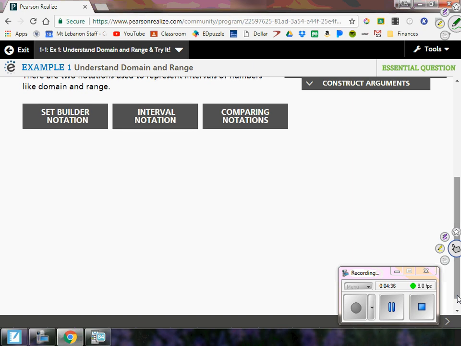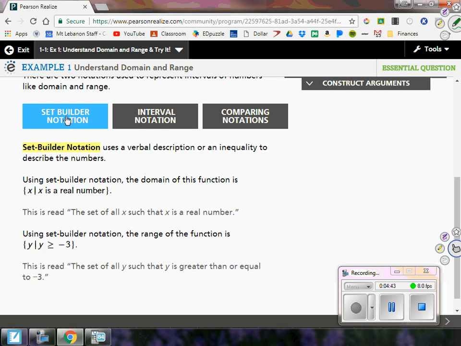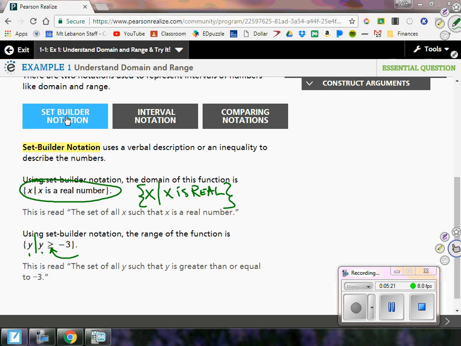So there are a couple ways to do this. One is known as set builder notation. So let's click on that and see what set builder notation looks like. It uses a verbal description or an inequality to describe the numbers that are allowed. So here is the domain in set builder notation. We read this, the set of all values x such that x is a real number. No restrictions on x. For the range, though, we're going to use this inequality right here to say that it's all of the y values. This line means such that the y's have to be greater than or equal to -3. So that would be the domain and the range, for example 1, using set builder notation.